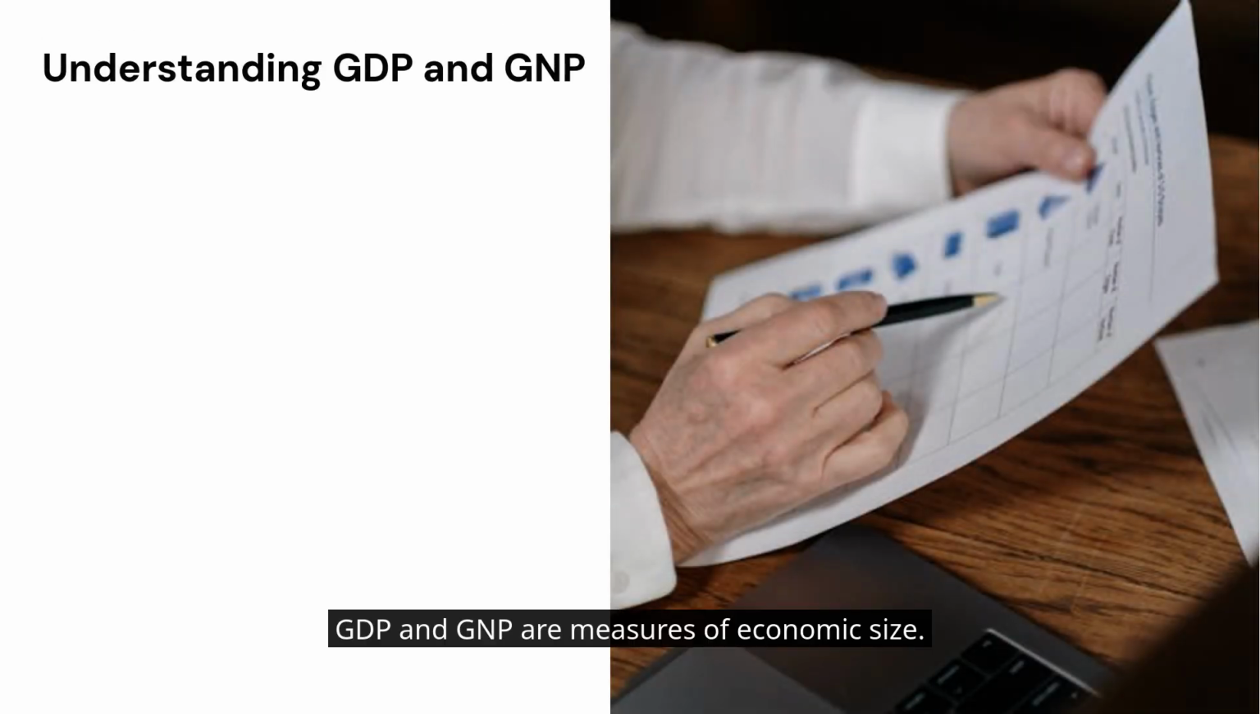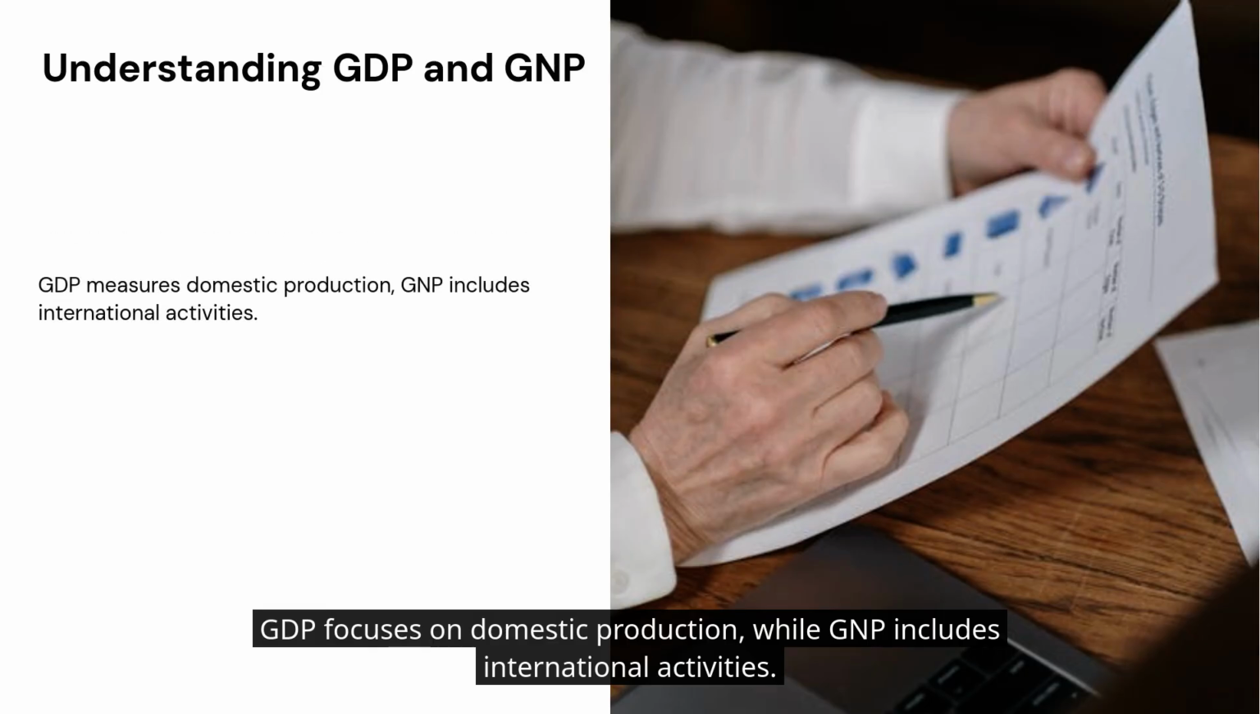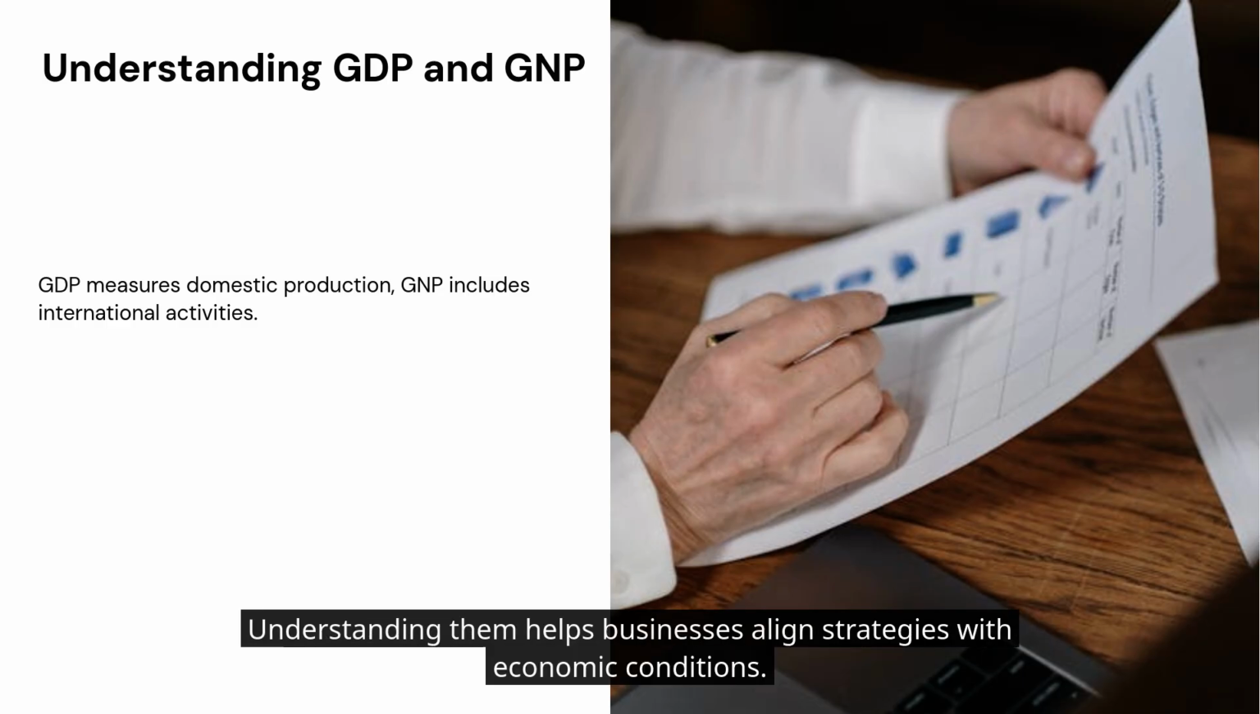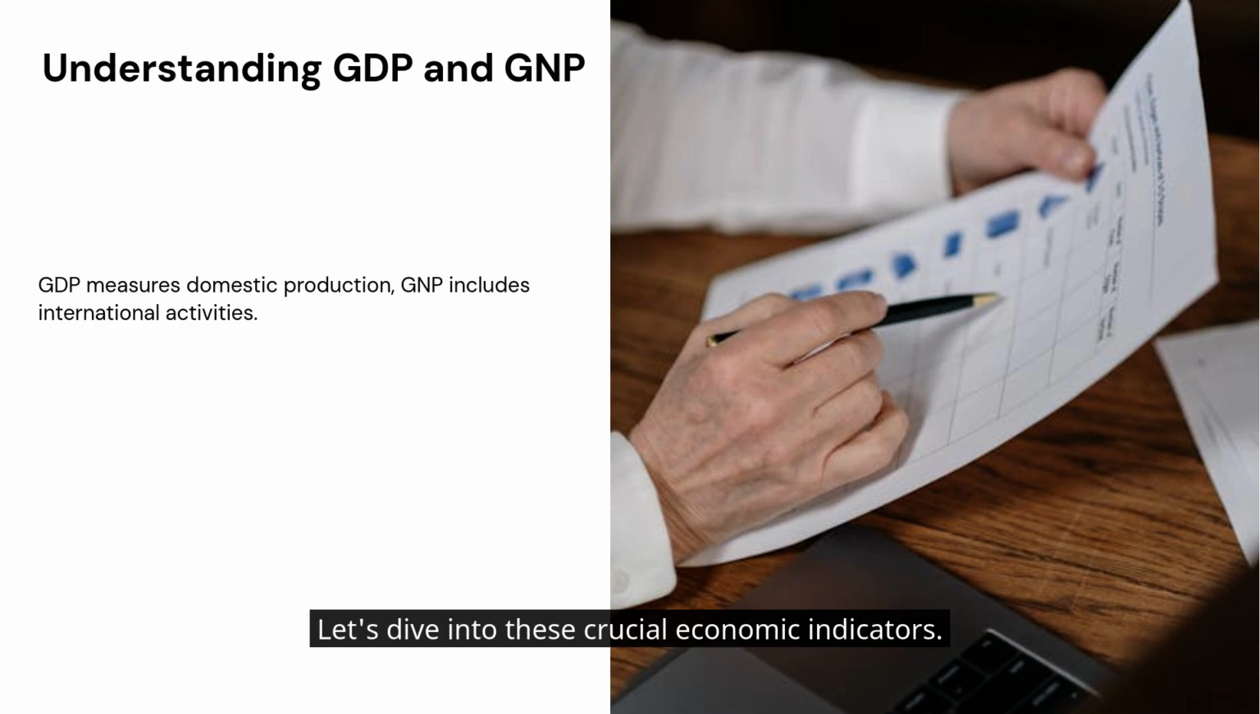GDP and GNP are measures of economic size. GDP focuses on domestic production, while GNP includes international activities. These metrics provide insights into a country's economic health. Understanding them helps businesses align strategies with economic conditions. Let's dive into these crucial economic indicators.